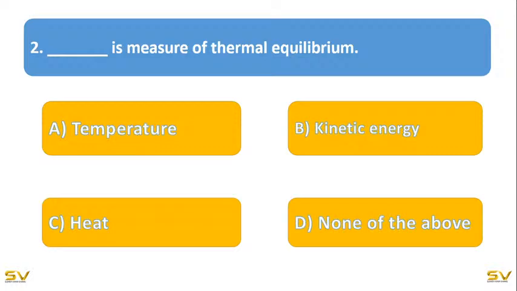Yes, the answer for the second question is option A, by Lamis. And then I'm waiting for the other answers for the second question: option A, option B, option C, option D. Option A is temperature, option B is kinetic energy, option C is heat, and option D is none of the above. So now I'm waiting. Let's see how many of you will give the correct answer.